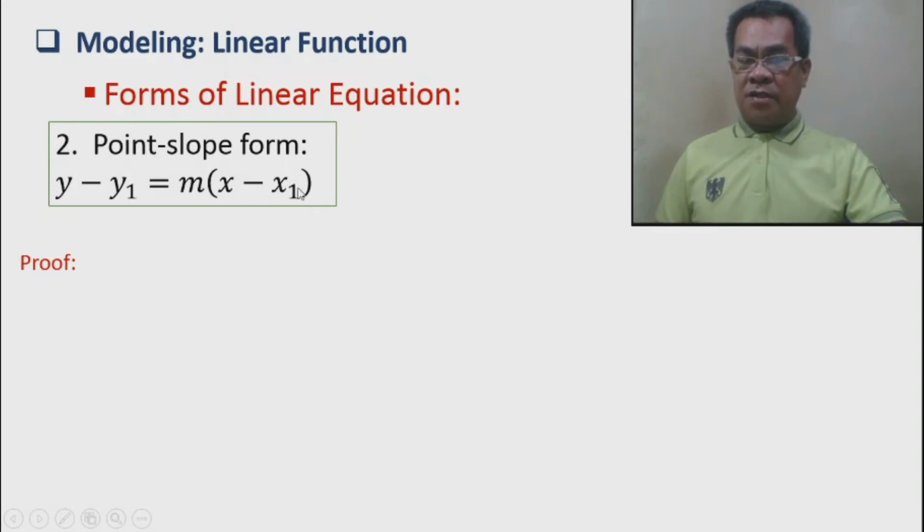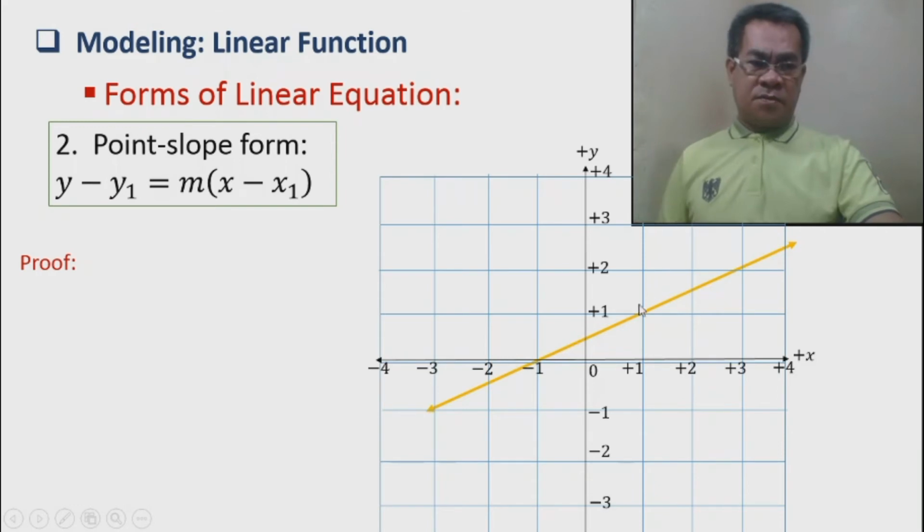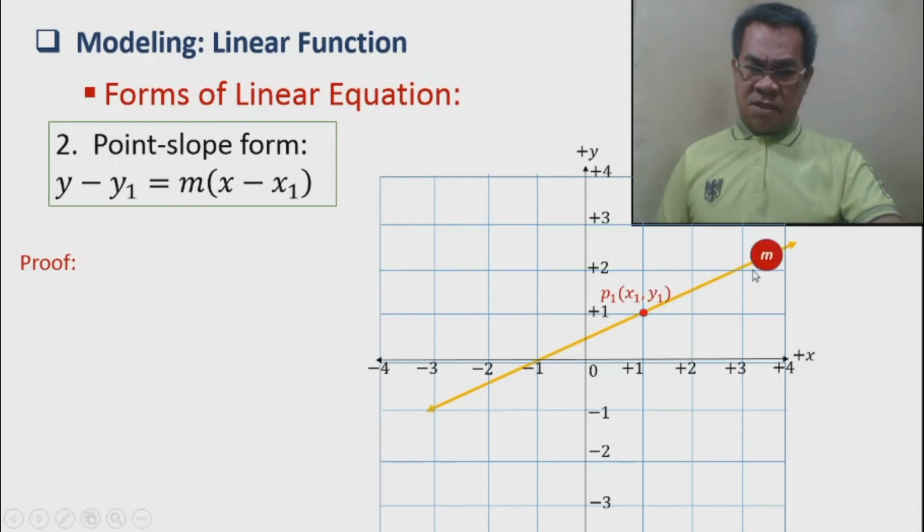So we have the point, which is point 1, and the slope is given also. And this is x, y. So, in the graph, suppose this is the line, there must be a point here, and there must be a slope. So, this is point 1 and slope. If this is given the slope, and given this one, we call this point slope form. Okay.